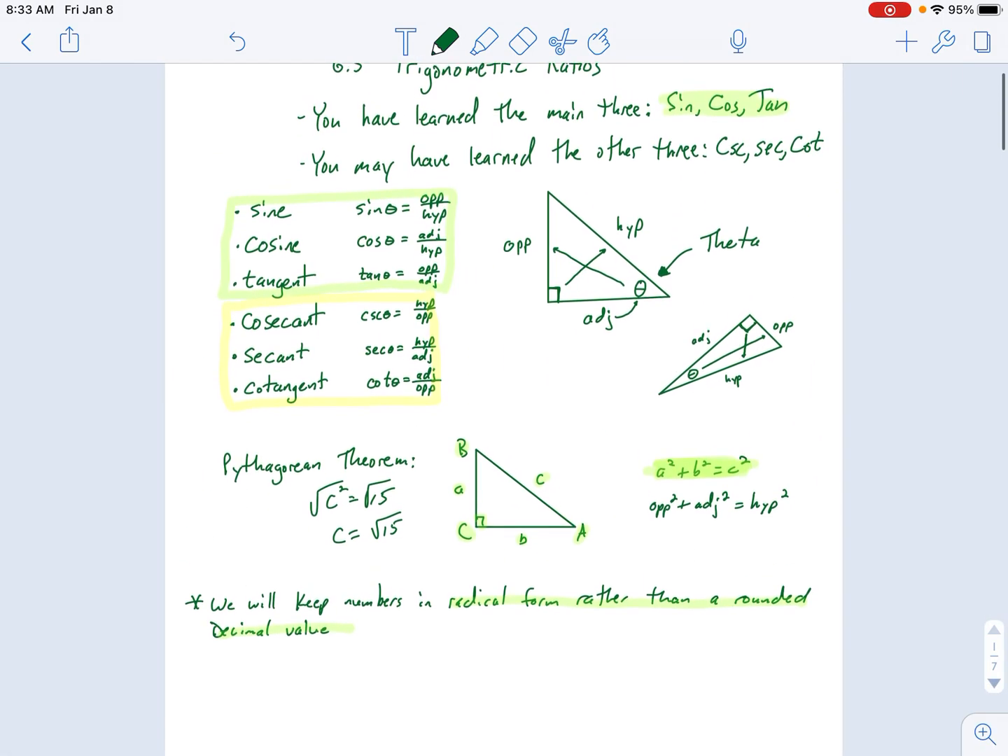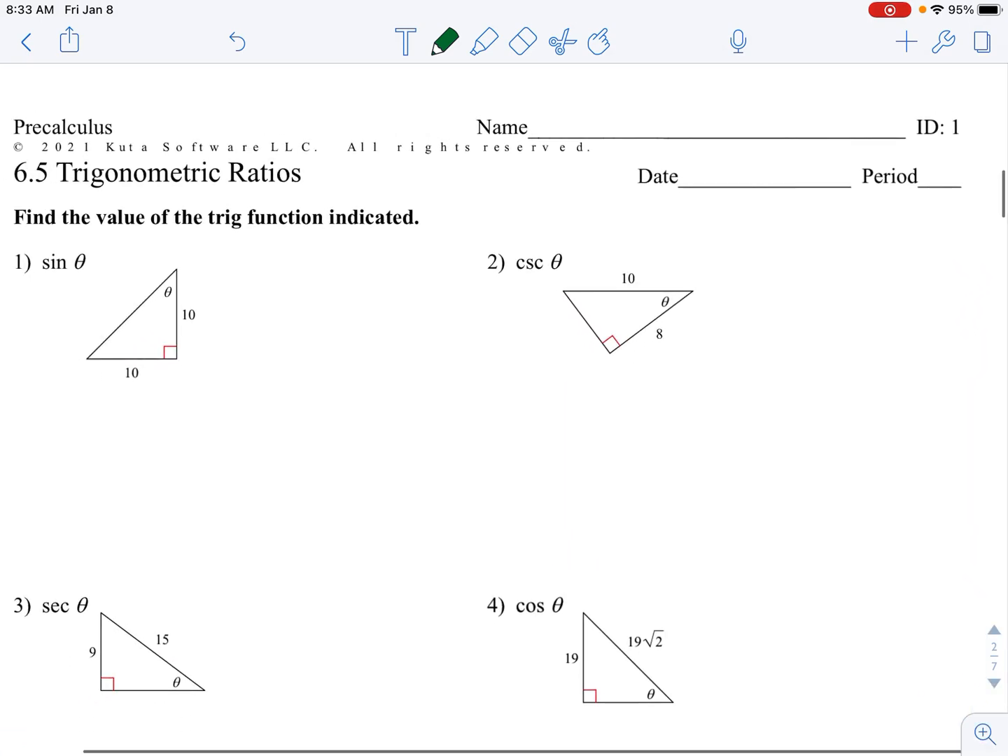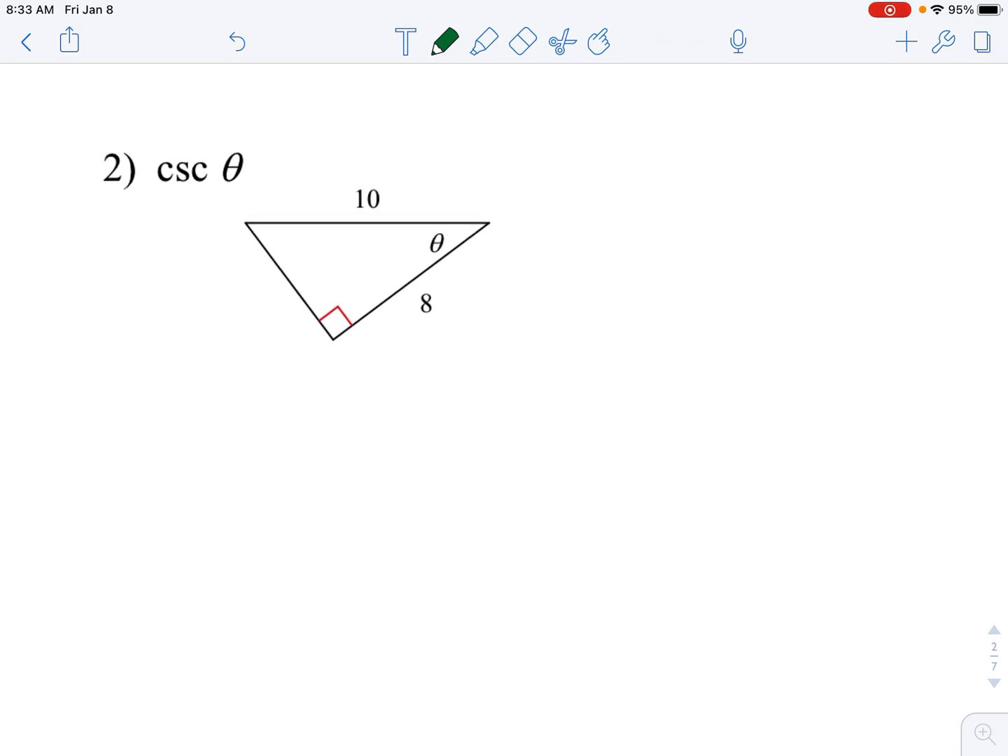Okay, so I've talked a lot. Let's look at what's going to be expected of you. So find the value of the trig function indicated. Trig function, trig ratio, kind of really just the same thing. So number 2, find the cosecant of theta.